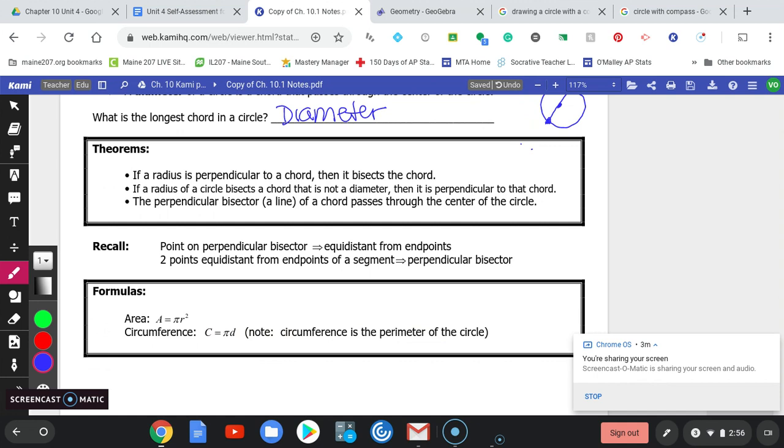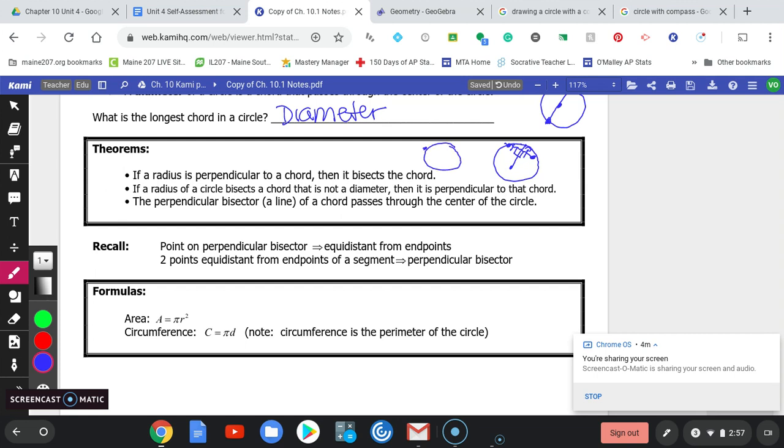All right, now we've got some related theorems. Now we've got radii in a circle, and there are chords in a circle. It turns out that if a radius is perpendicular to a chord, then it's going to end up bisecting the chord. Okay. And almost the converse of that theorem is true. There's a little caveat in there.